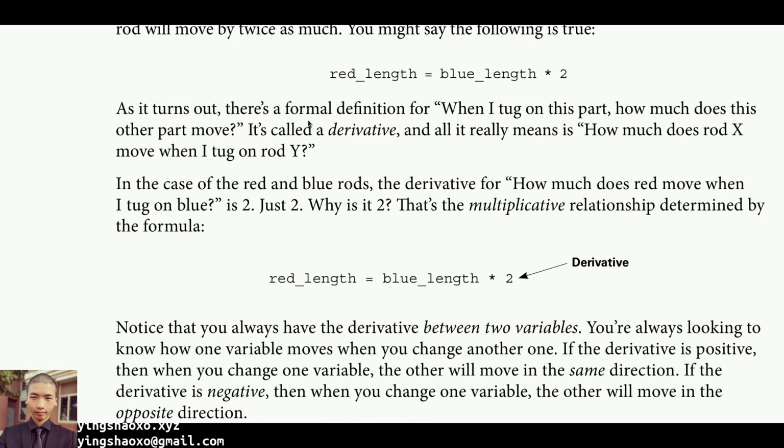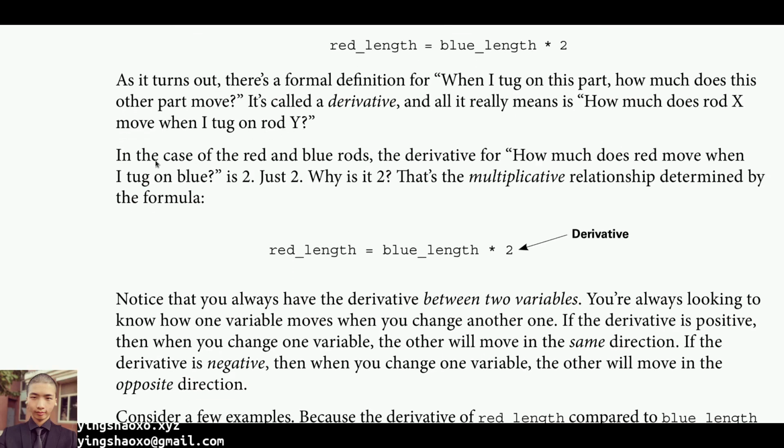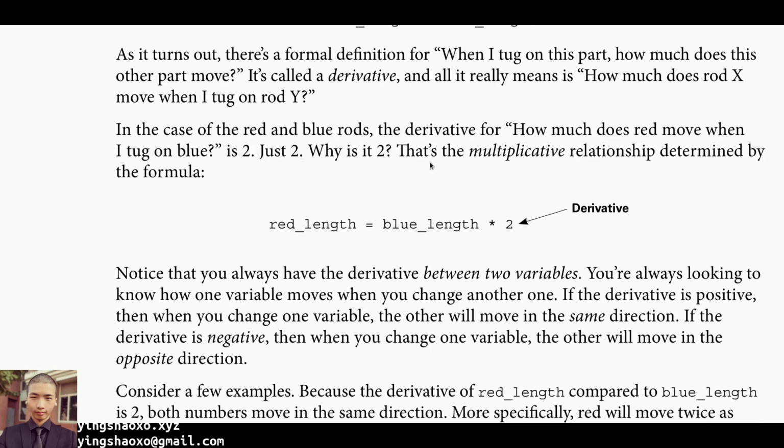As it turns out, there's a formal definition for when I tug on this part, how much does this other part move? It's called a derivative, and all it really means is how much does rod X move when I tug on rod Y. In the case of the red and blue rods, the derivative for how much does the red move when I tug on blue is 2, just 2. Why is it 2? That's the multiplicative relationship determined by the formula.